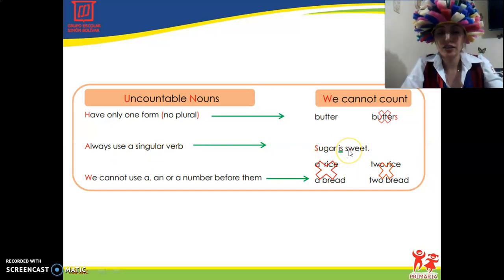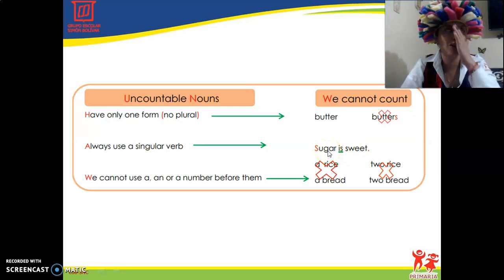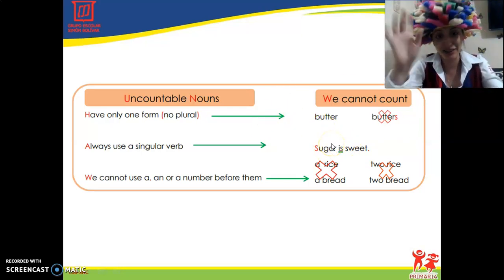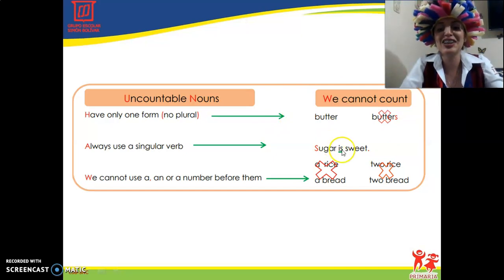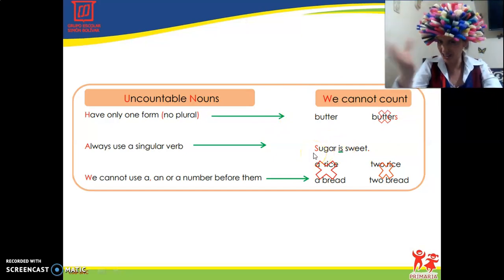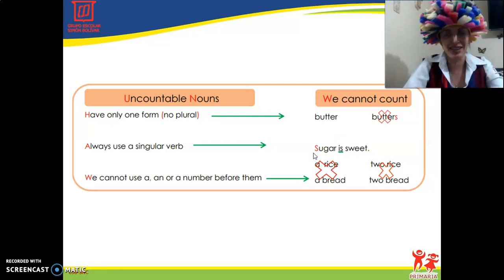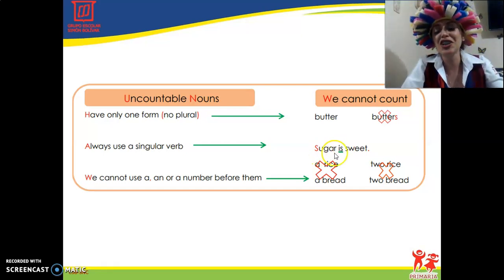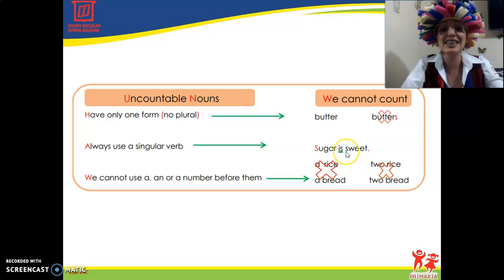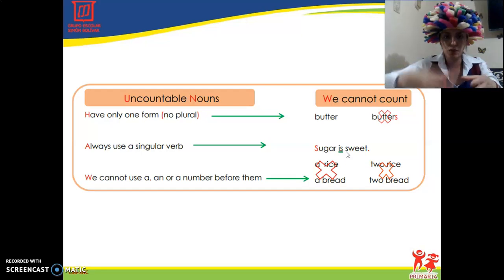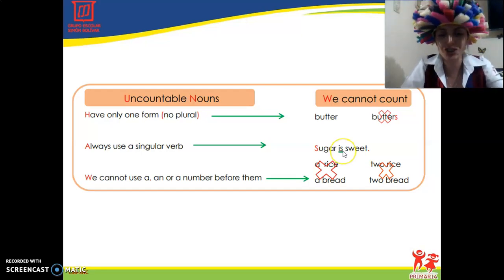Sugar is sweet. Is. So, sorry, sugar, singular. Oh my God, teacher Betty. Sugar is sweet, singular. I was thinking in singular, okay? Sugar is sweet. So, sugar, can you count sugar? No, that's why it's singular. Sugar is sweet. So, is singular because sugar you cannot count. Sugar is the one you put in the coffee to drink, yes? So, sugar is sweet.